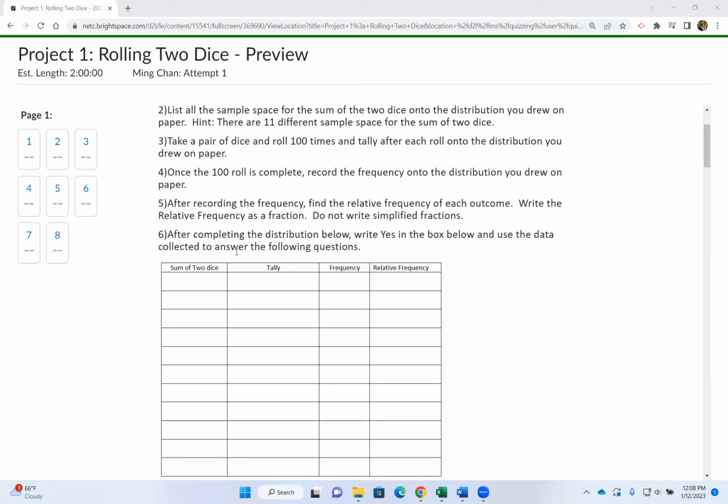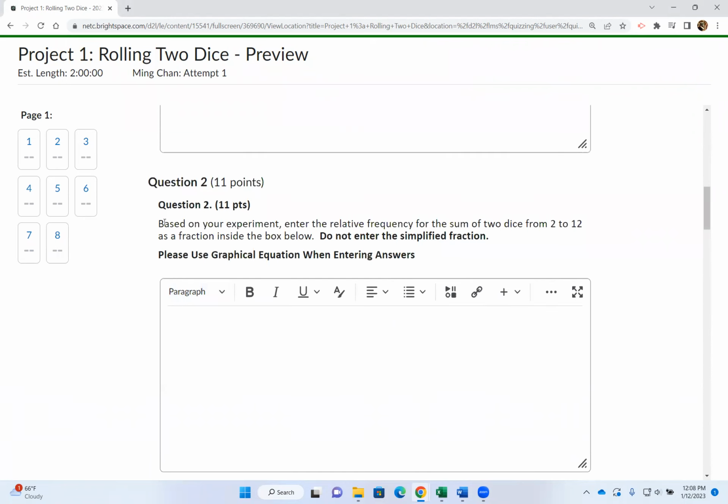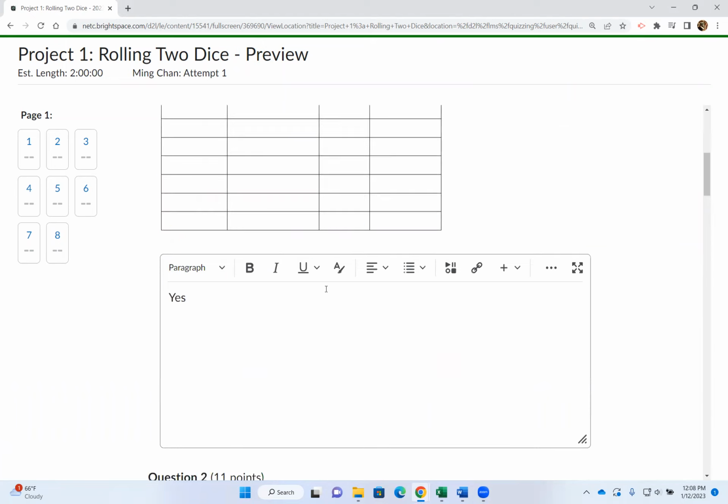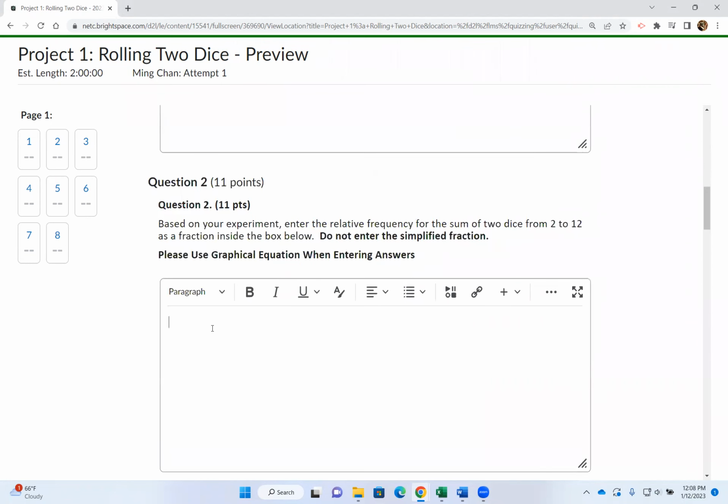All right. So after you finish tallying everything and fill out your distribution table, inside this box, you just write yes. Okay. So now question number 2, based on your experiment, enter the relative frequency for the sum of two dice from 2 to 12 as a fraction. So whatever you wrote on the piece of paper for the relative frequency, I want you to write it here. Use graphical equation. Okay. So this is what you do.